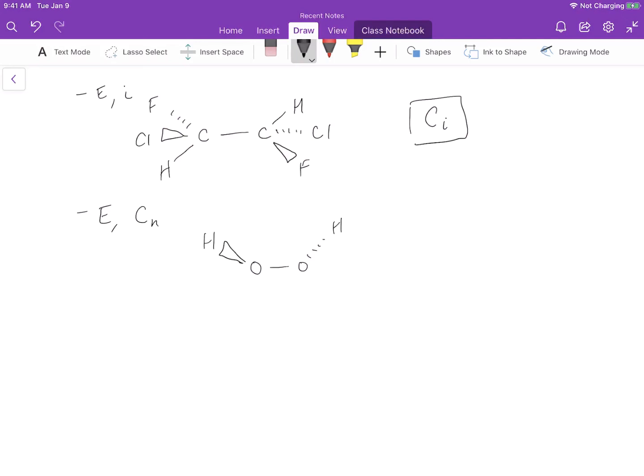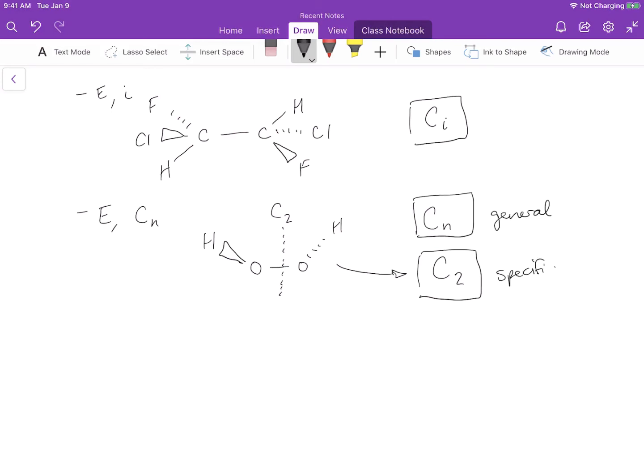For example, a peroxide, here we just have a C2 axis. And so the point group will be C sub N. So for this particular molecule, since it's a C2, it'll be C2. So you can see the number comes from the axis. We can also have E and an SN.